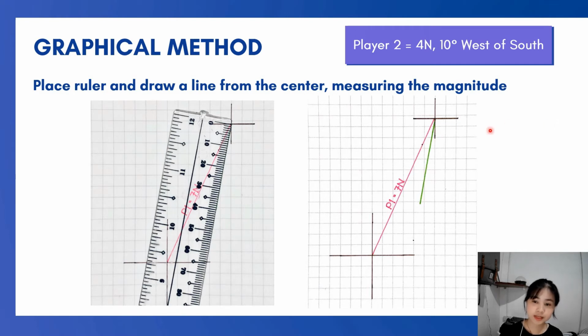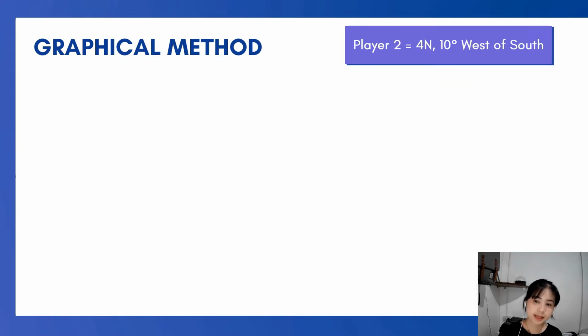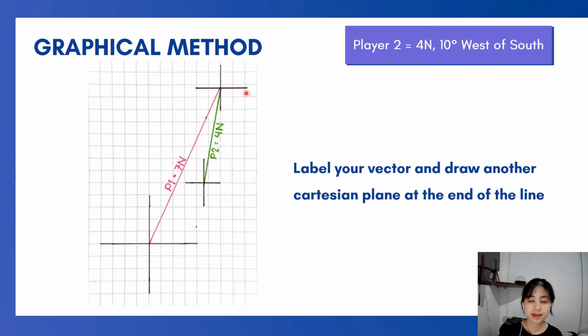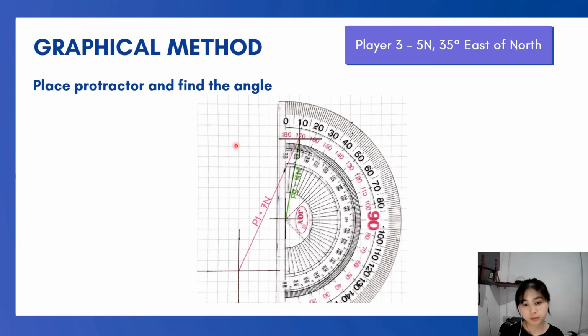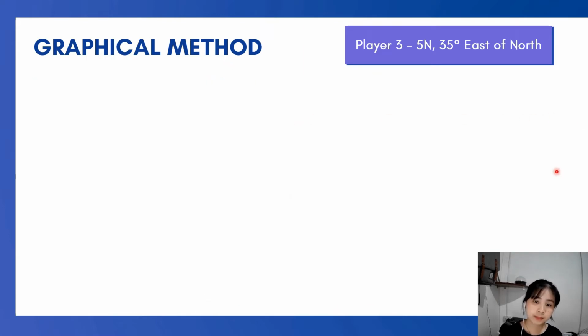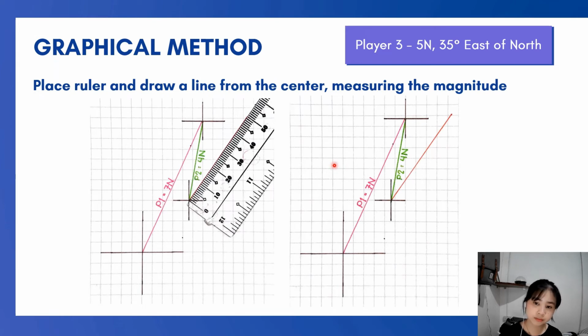I've already placed a dot, but let me highlight it again, which is over here. And we draw another line from the center of our plane that's as long as 4 centimeters. Then here is our second vector. And we just label it again. From this point, simply repeat the process and draw a Cartesian plane. Again, find the angle for P3, which is 35 degrees east of north, and we place our protractor vertically and find the angle 35 degrees east of north, and place a dot over here. Then measure out a 5 centimeter line from the center, and here is our third vector.